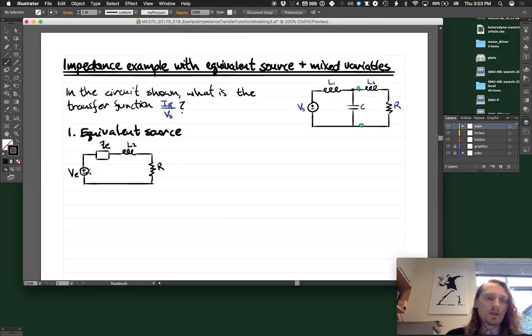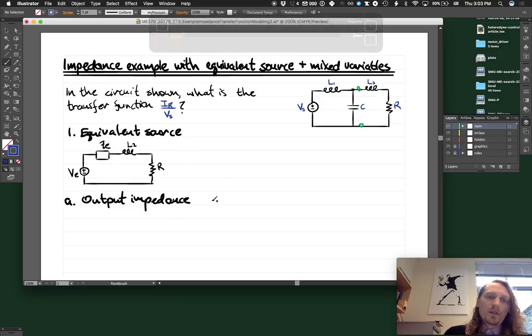So this is step 1A. This is the output impedance of that left-hand loop. The output impedance is always going to be the impedance between these two terminals when all the sources are set to 0. When the voltage source is set to 0, that means there's no potential difference across it, which means it's acting as a wire. So we short it out to zero it.